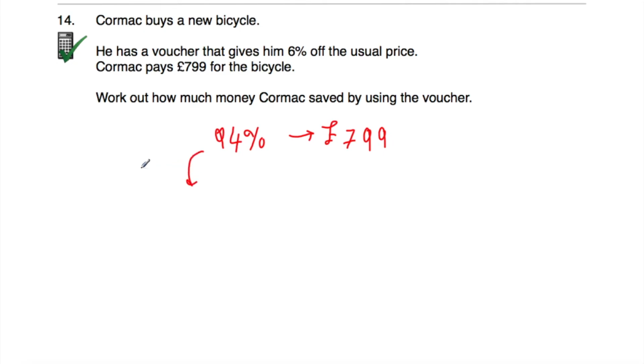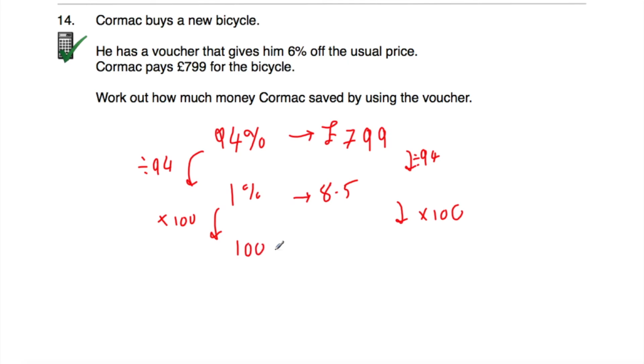Now what we're going to do is divide by 94 and divide by 94 to find 1%. So 1% would be equal to 799 divided by 94, which is 8.5. Now we want to find 100%, so let's multiply by 100 and multiply by 100, and we would get the 100%, the usual cost of the bicycle, which would be equal to £850. So the bicycle would normally cost £850.